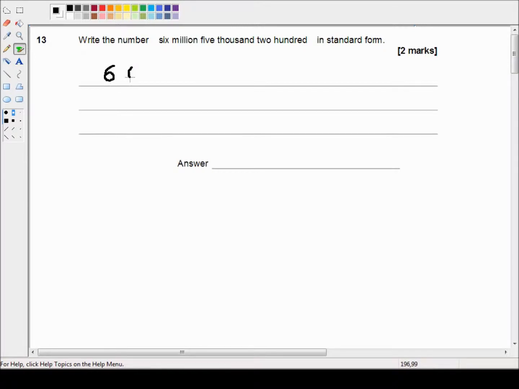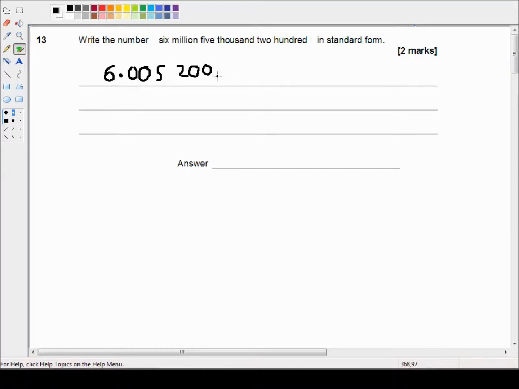There's no hundreds of thousands, there's no tens of thousands, but there is a 5,000, and then you've got your 200. And so all we do is move the decimal point all the way until we've got a decimal point just after the first digit, which must be between 0 and 9.